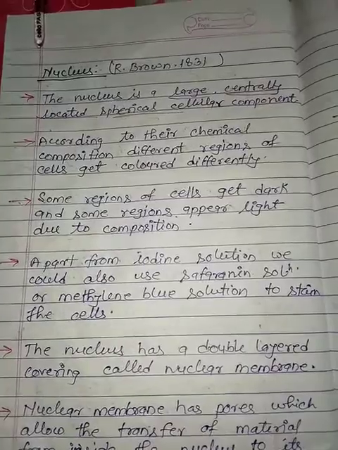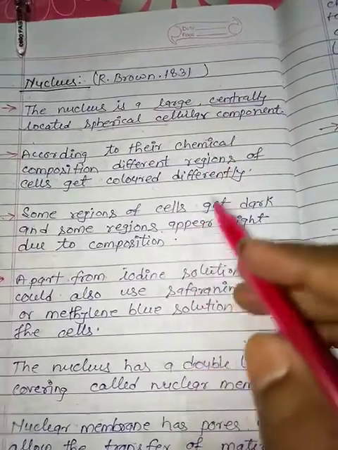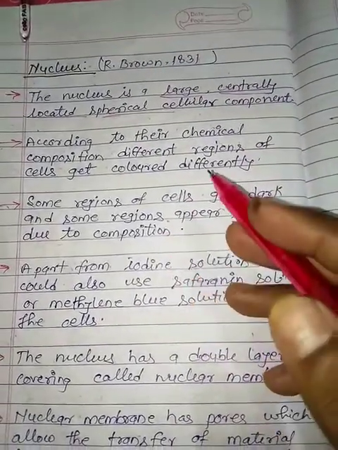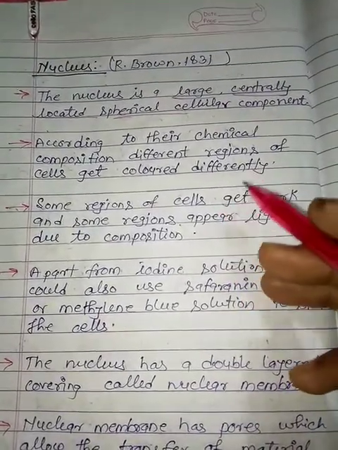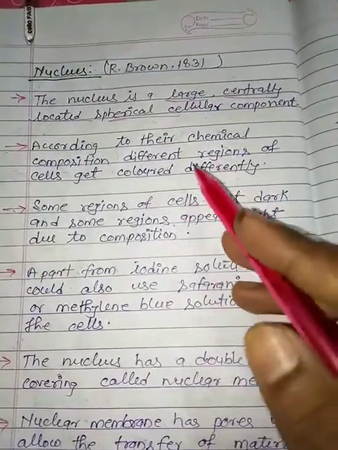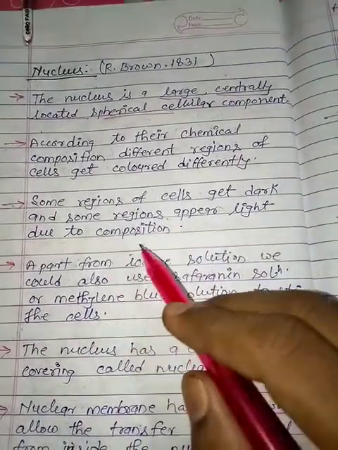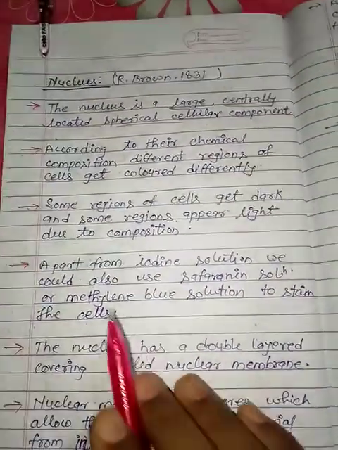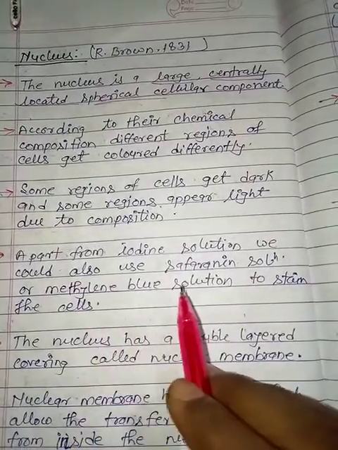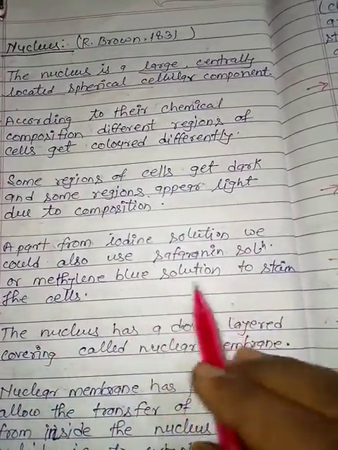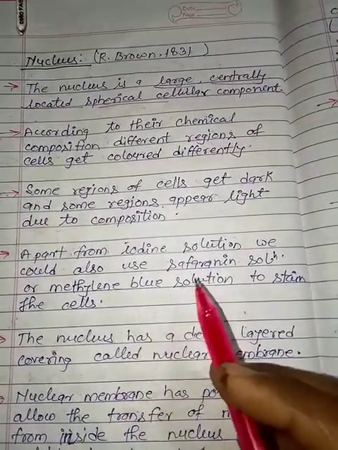As you know, we discussed the activity in which we color the cell with saffron or methylene blue, and observe that some regions take the dark stain and some regions take the light stain. The nuclear region takes the dark stain, and some regions of the cell appear light due to their composition. Apart from iodine solution, we can also use saffron or methylene blue solution to stain the cell, because these are dyes used for coloring the cell that are easily observed under the microscope.